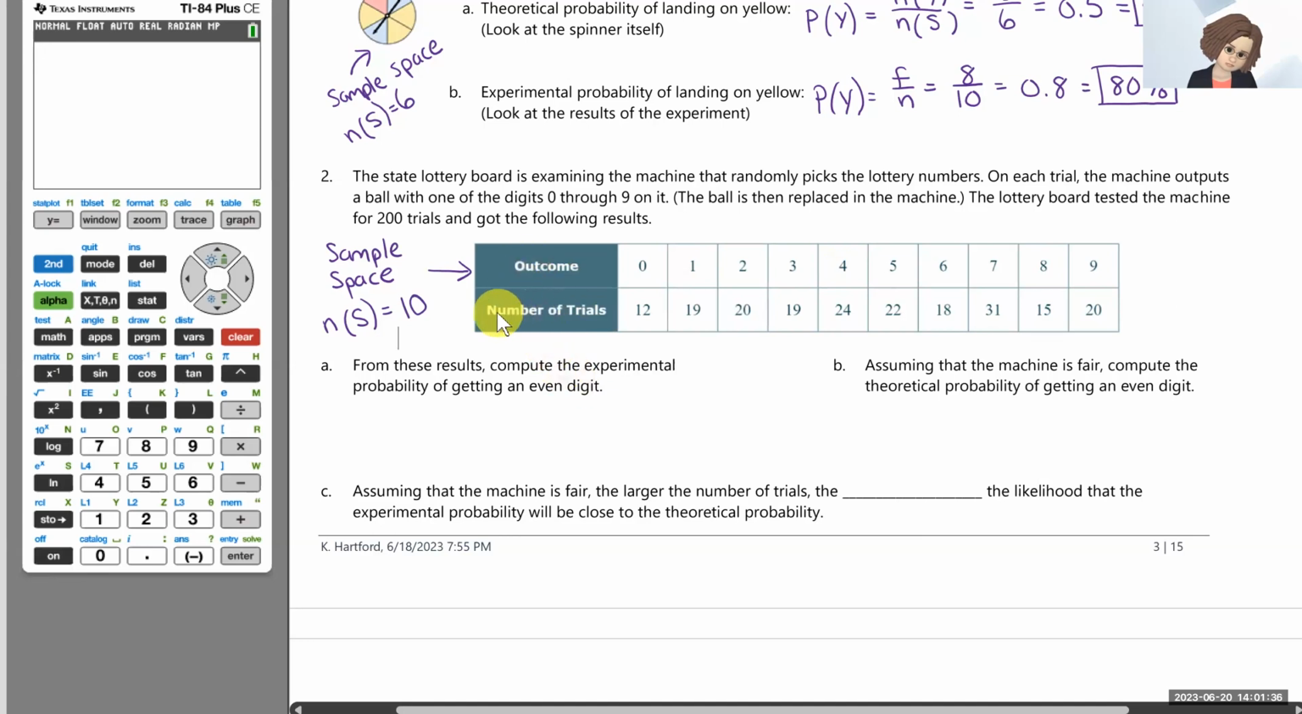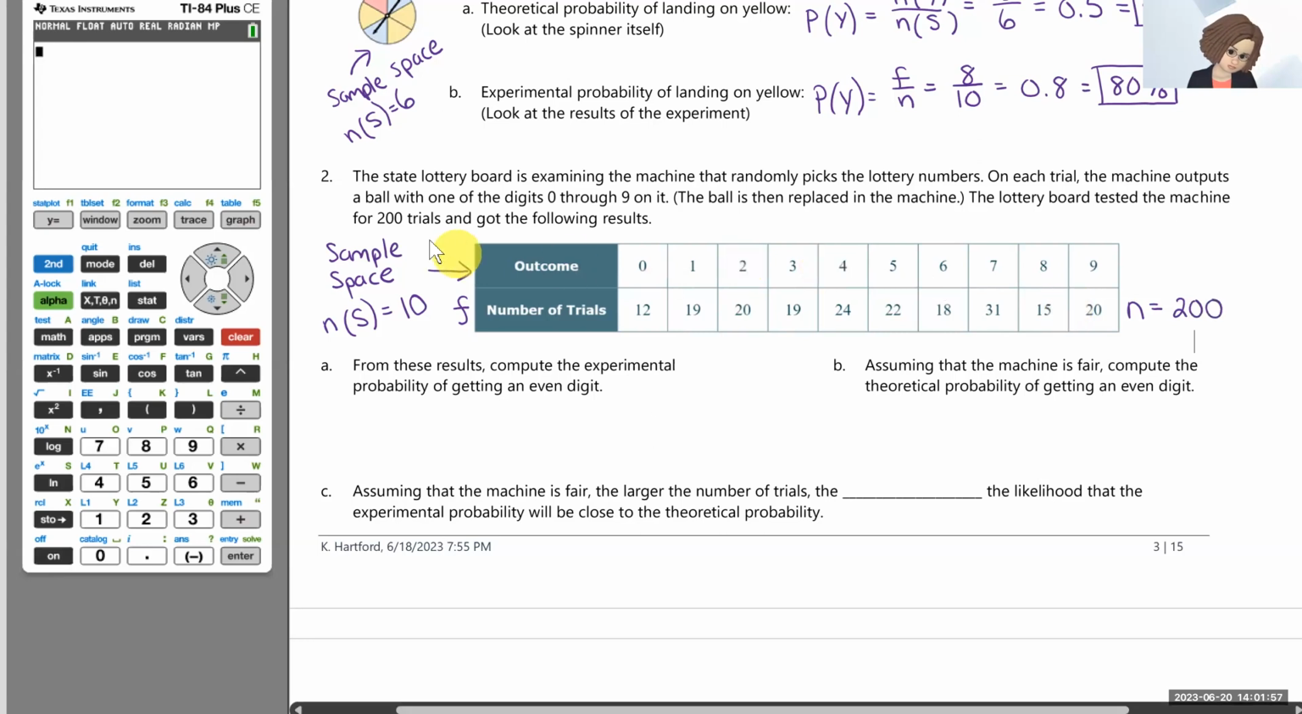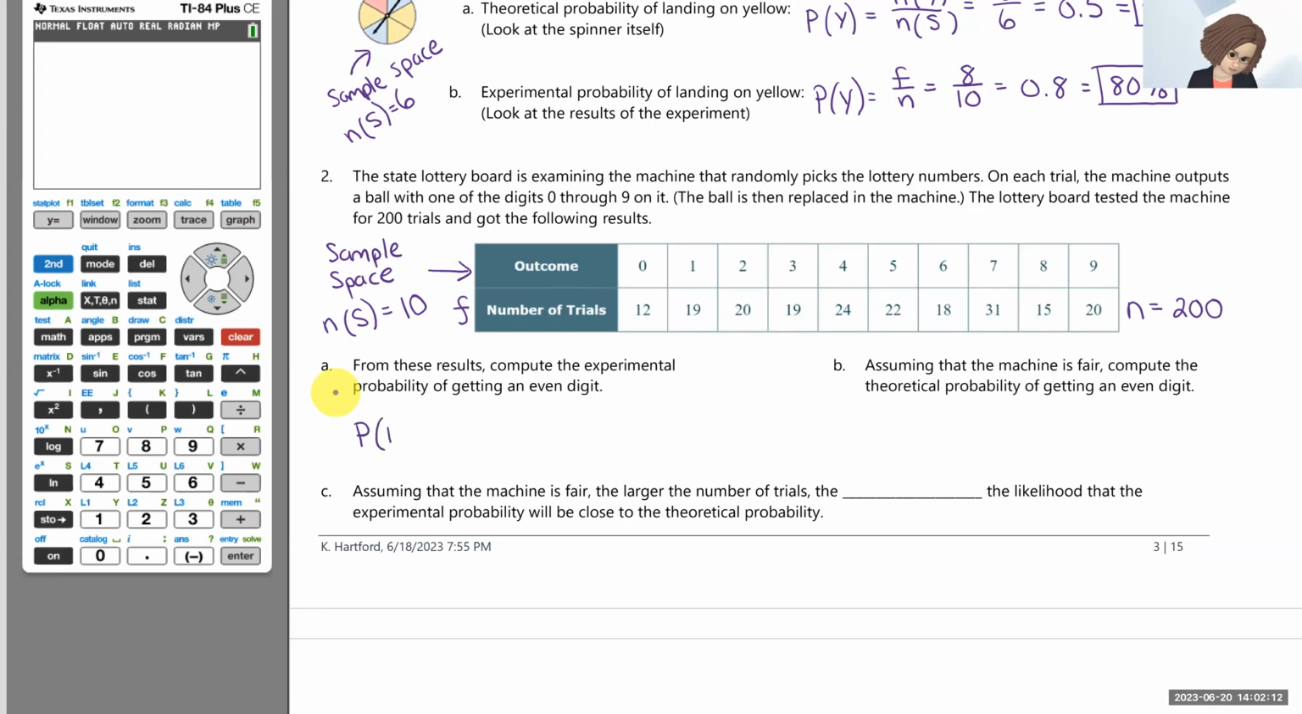And when we did the experiment, the number of trials, the frequency of each of the digits is shown. If we add up all of the frequencies, that will give us the number of trials, n. And if you add those up, you will get 200. They do tell me they did 200 trials. All right, so for this one, let's start with experimental. We'd like to find the experimental probability of getting an even digit. So when they tested the machine, we're going to look at the results of their experiment.